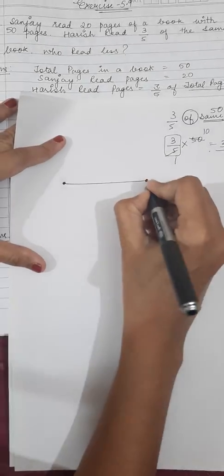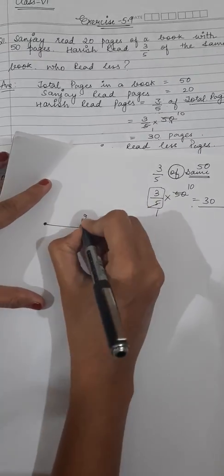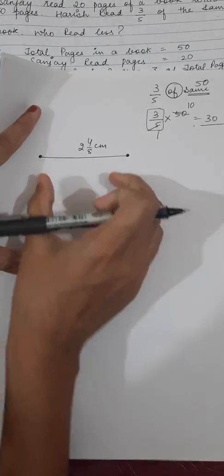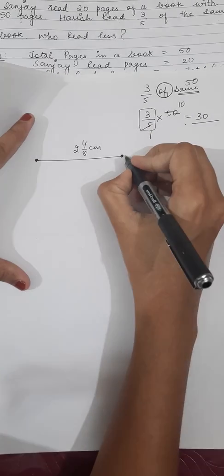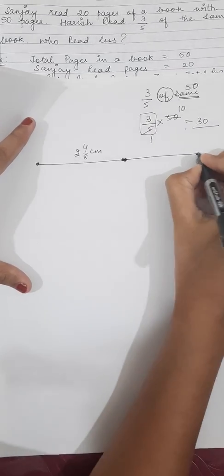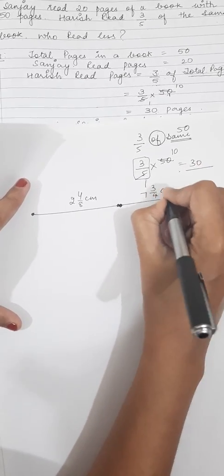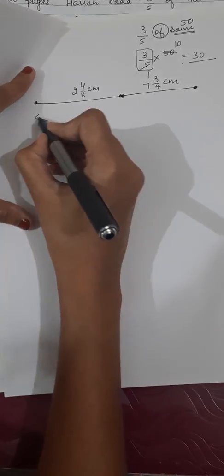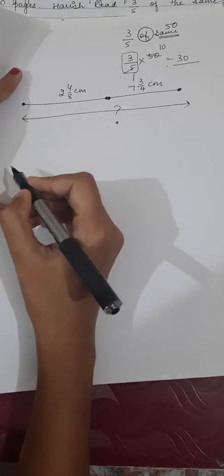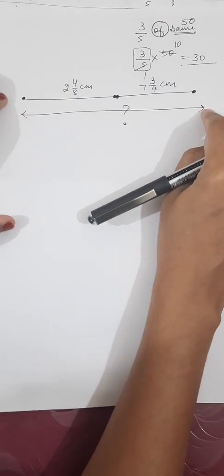So firstly she drew this line. This is the first line, and the length of this line is 2 4 upon 8 centimeters. So this is the length of the first line. Then she again drew the second line, and the length of the second line is 7 3 upon 4 centimeters. The question is that you have to tell what is the total length. Combining these two, you will be getting the total length.